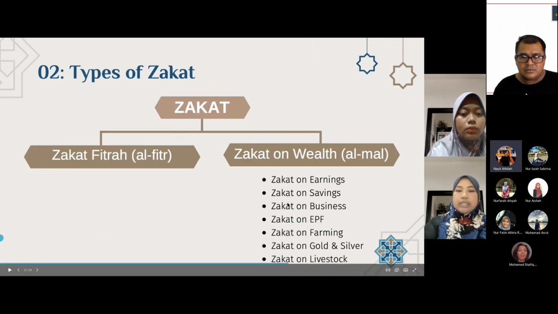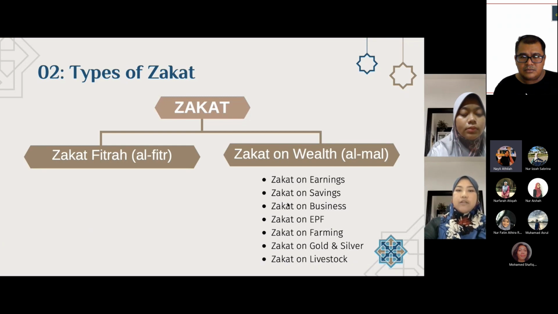Moving on is the types of zakat. There are 2 types of zakat, which are zakat fitrah and zakat on wealth or zakat harta al-mal. There are several types of zakat categories under zakat on wealth, which are zakat on earning, zakat on saving, zakat on business, zakat on EPF, zakat on farming, zakat on gold and silver, and lastly zakat on livestock.